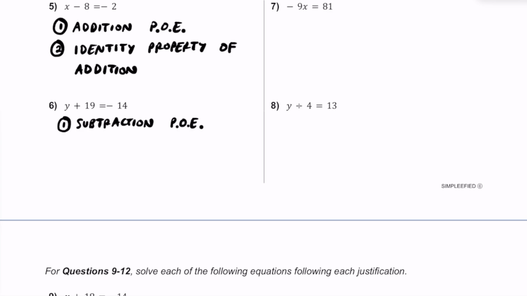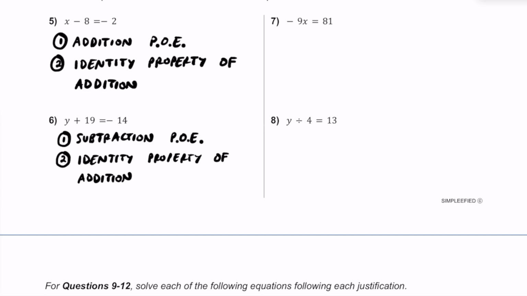Now, 19 minus 19 would be equal to 0. So that means we would have y plus 0, which is just y. And we don't have to write that 0 anymore if you use the identity property of addition. All right, cool. Moving on to number 7.